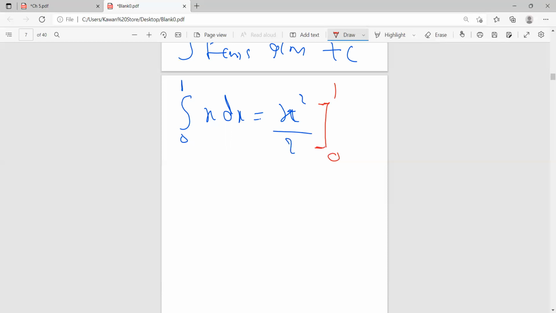Like a bracket, anything. It depends. Understood? Now, how do we substitute the value? I say upper value as usual, minus lower. This is the rule. Understood?